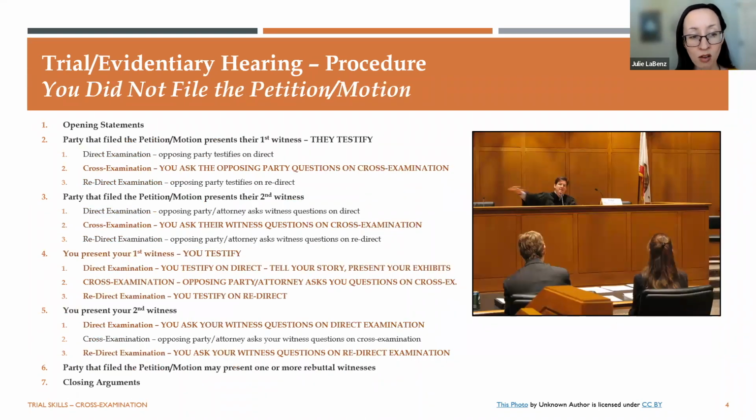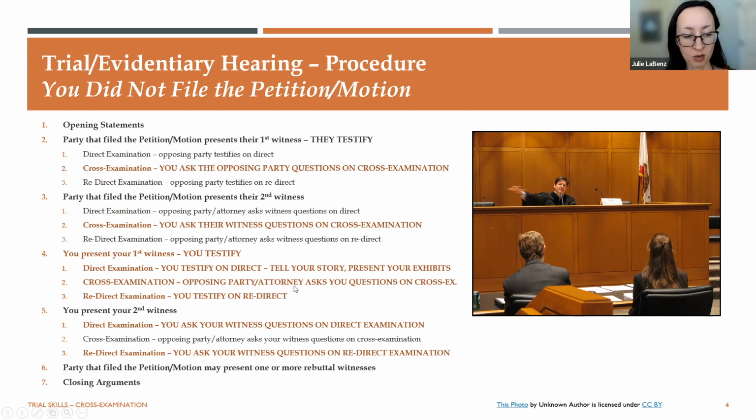Now, if you did not file the petition, you're the opposing party, and you're looking to draft your trial outline, then you need to draft questions for cross-examination for the other side's witnesses, and then you need to prepare to testify.